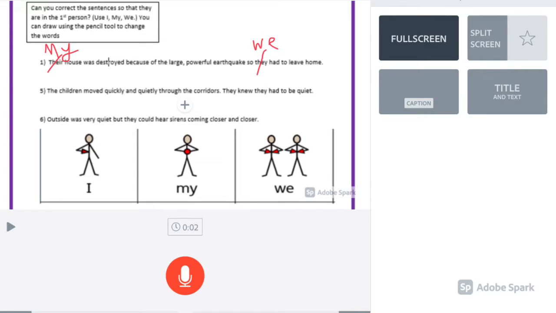As a challenge, why don't you try and create your own first and third person sentences?